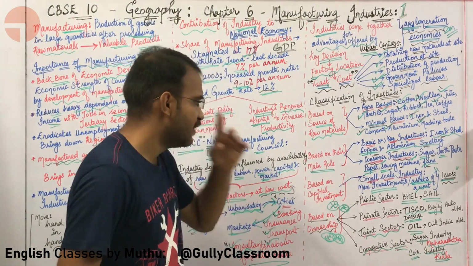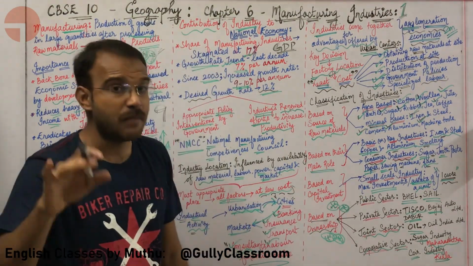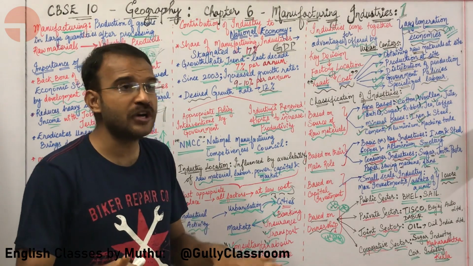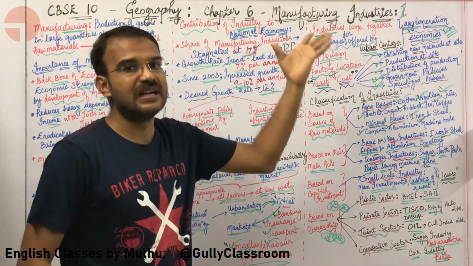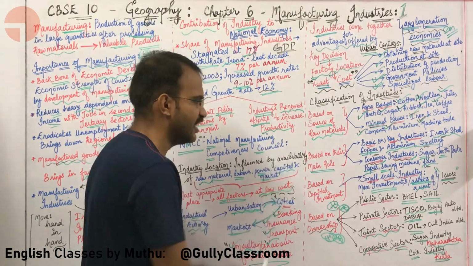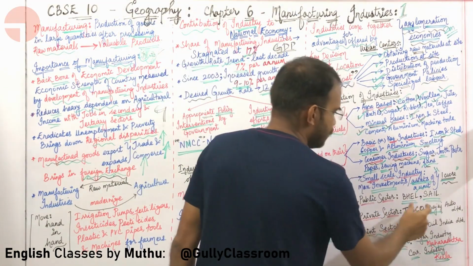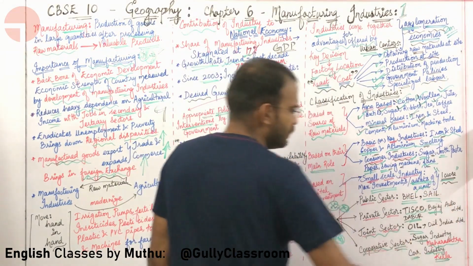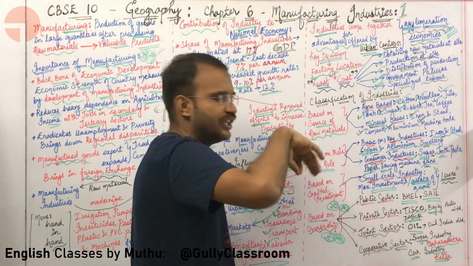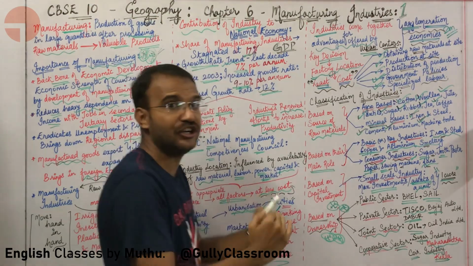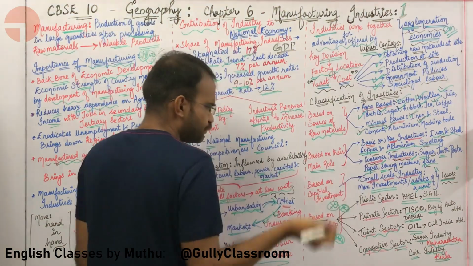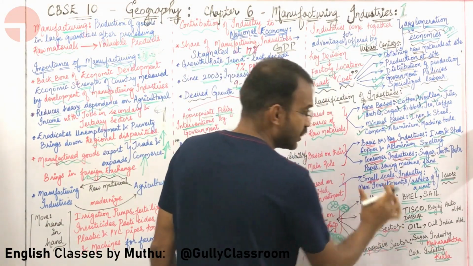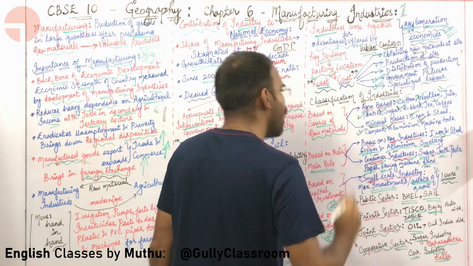Based on ownership, how are industries classified? Based on ownership, we have public sector industries. Public sector industries means the ownership is handled by the government. Examples are BHEL and SAIL. BHEL means Bharat Heavy Electricals Limited. SAIL means Steel Authority of India Limited. Their ownership is of the government.